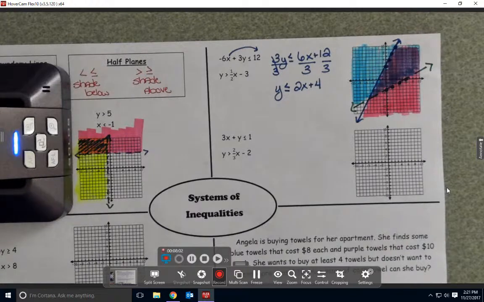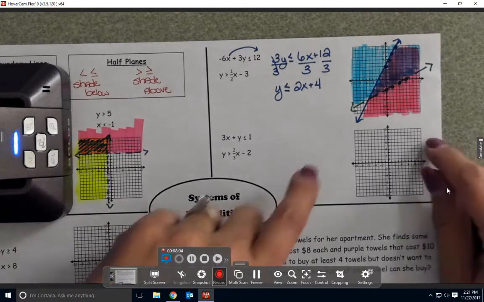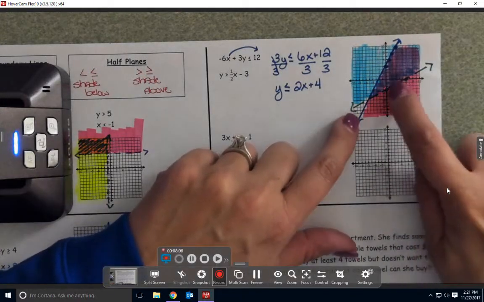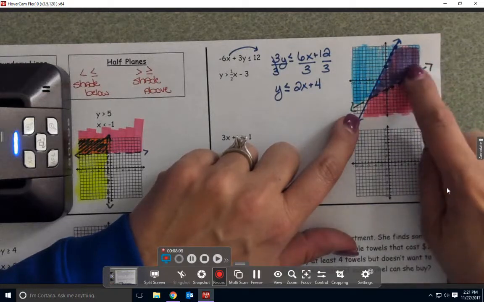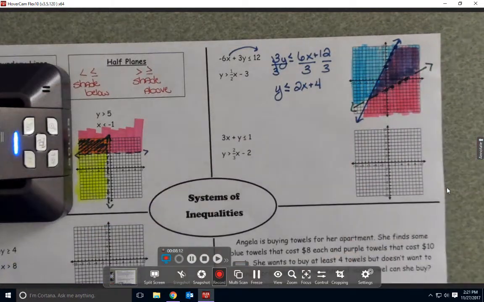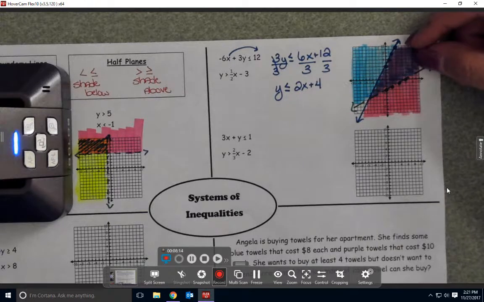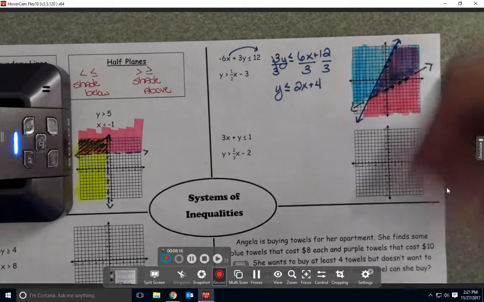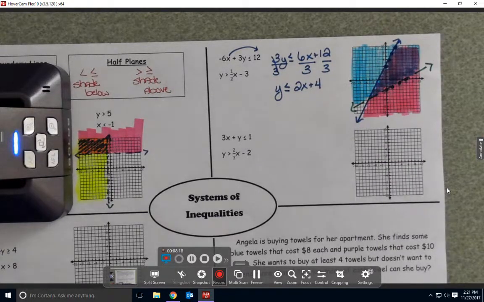So that's what your answer should look like. And using these two colors, I use blue and pink this time. So you see that darker color right there? It's almost like a purplish color. So that's your solution set. Okay, so that's all of the points that these two inequalities have in common. So that's how you would leave your answer.